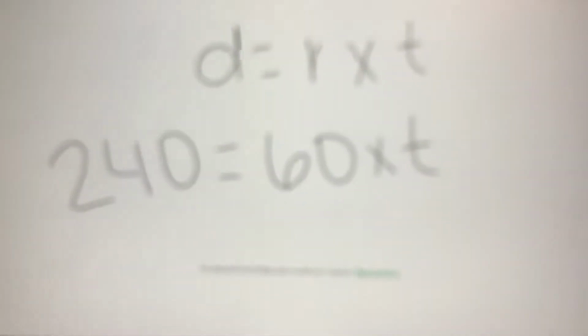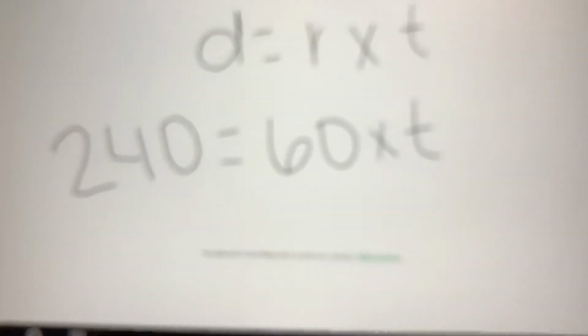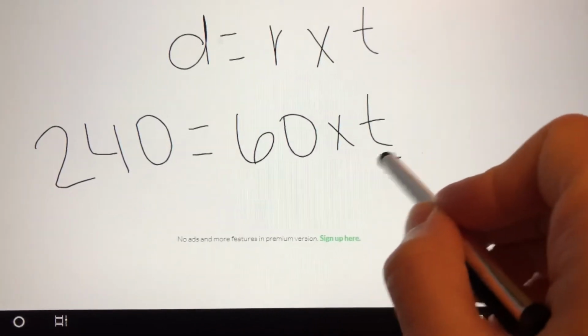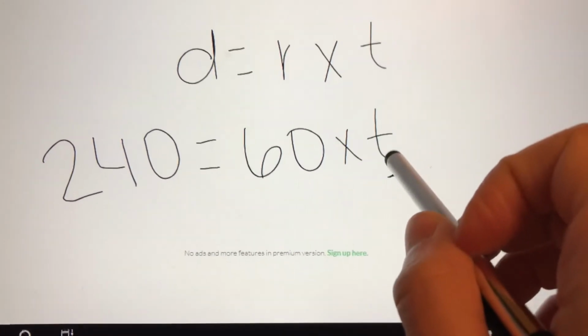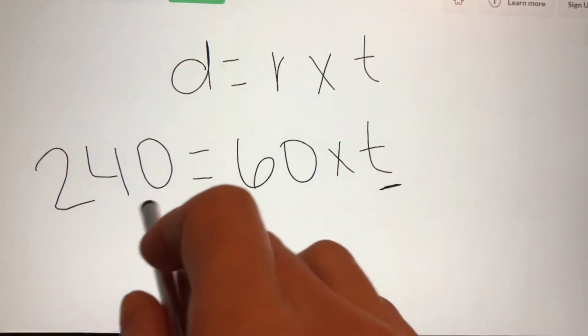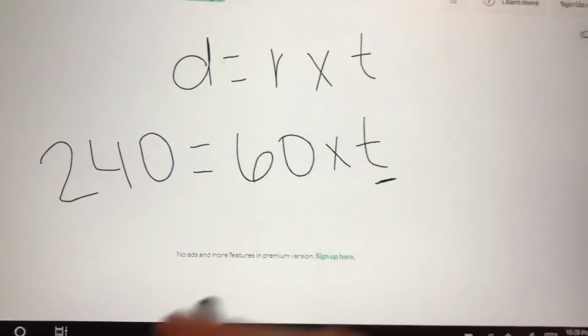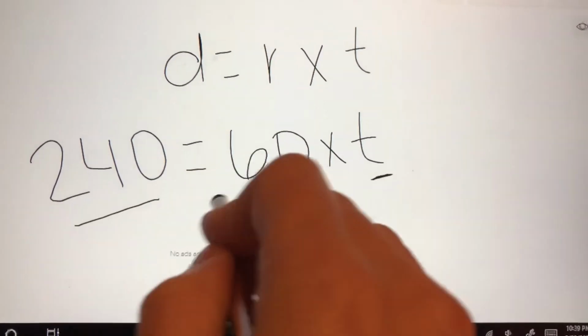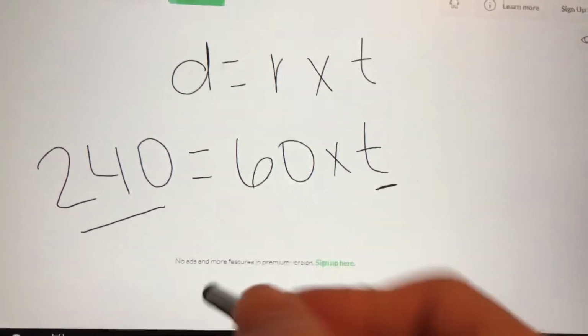Okay, we're pretty much working backwards, okay? They want you to figure out what number can be replaced for the T, the time, so that when you multiply it with 60, it would give you 240, okay? Or you can work backwards. You can divide 240 divided by 60.